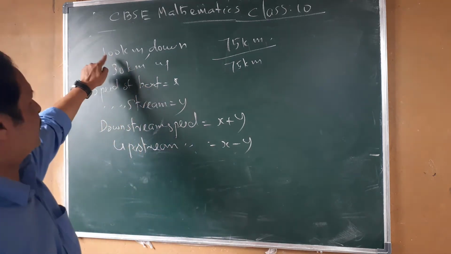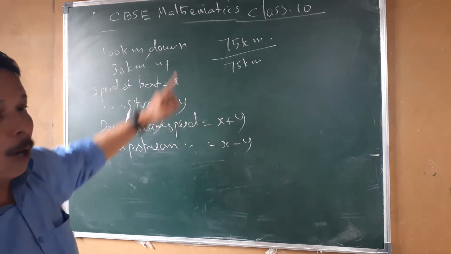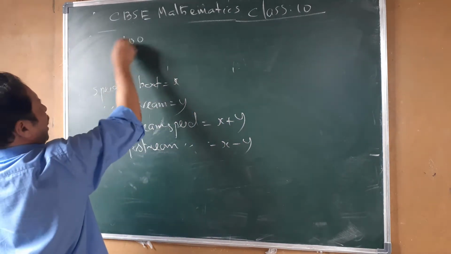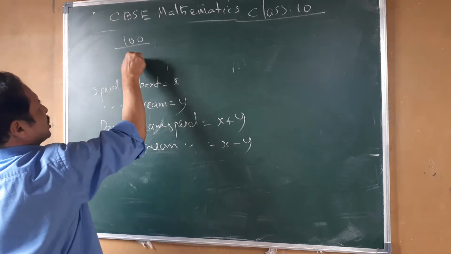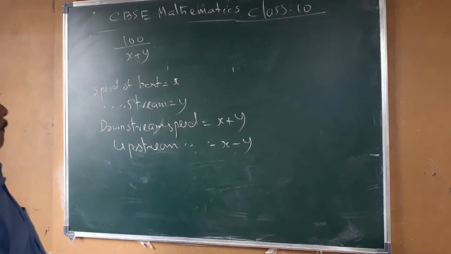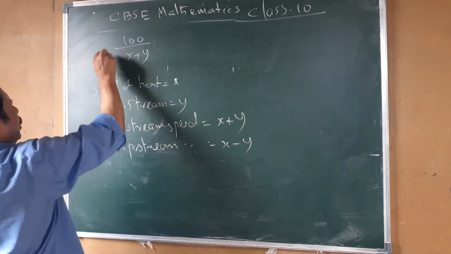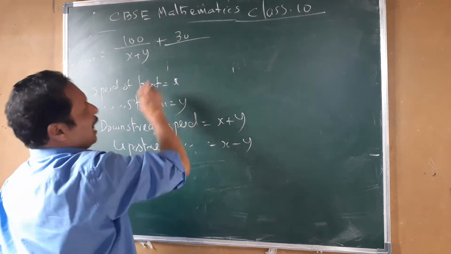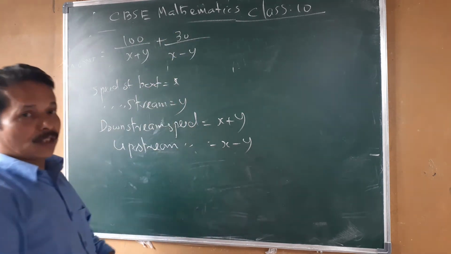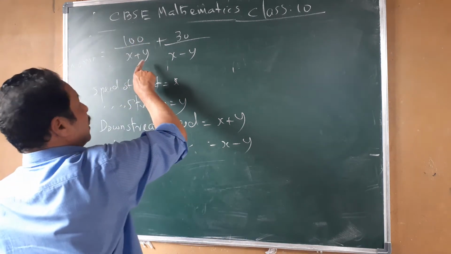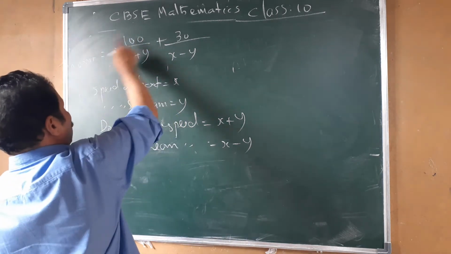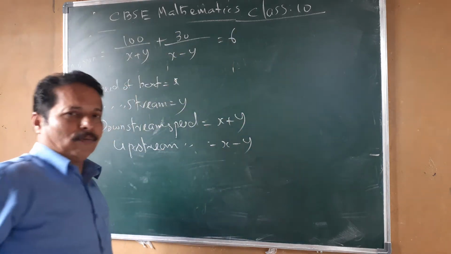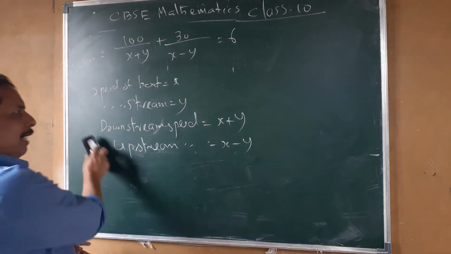Then you look at the sentence. 100 kilometer downstream and 30 kilometer upstream, that is 100 by x plus y, that is the time. So time is equal to 100 by x plus y, that is downstream. 30 up means 30 by x minus y. Distance by speed equal to time. So 100 by x plus y plus 30 by x minus y, that's equal to 6 hours. That's the first sentence. Okay.